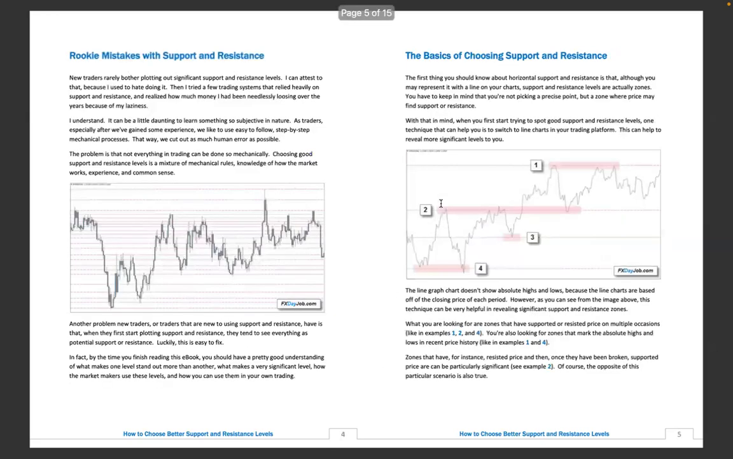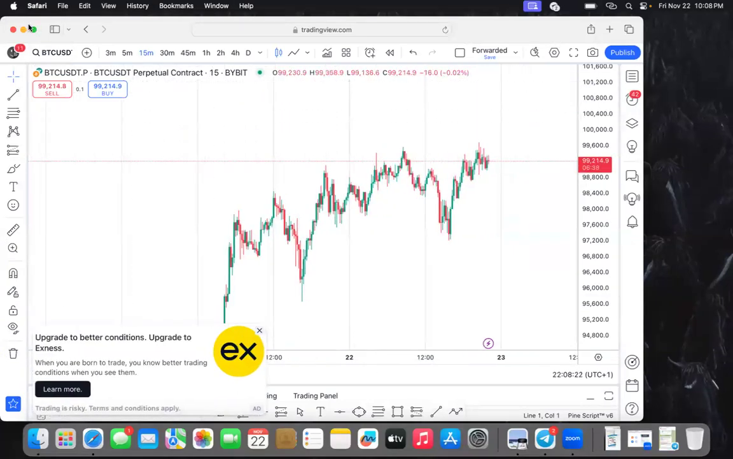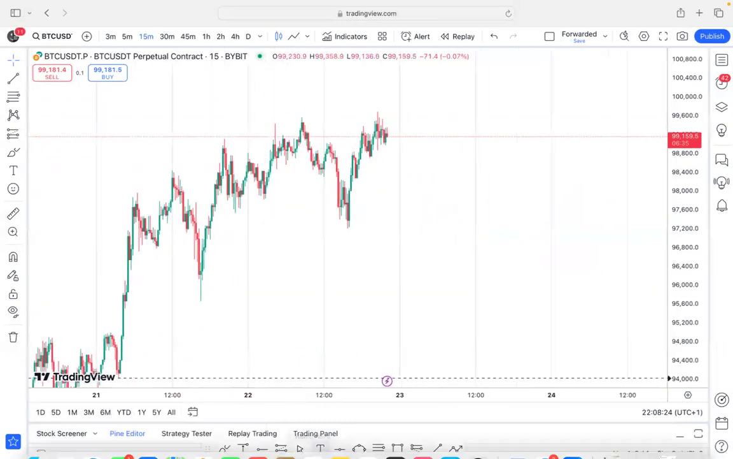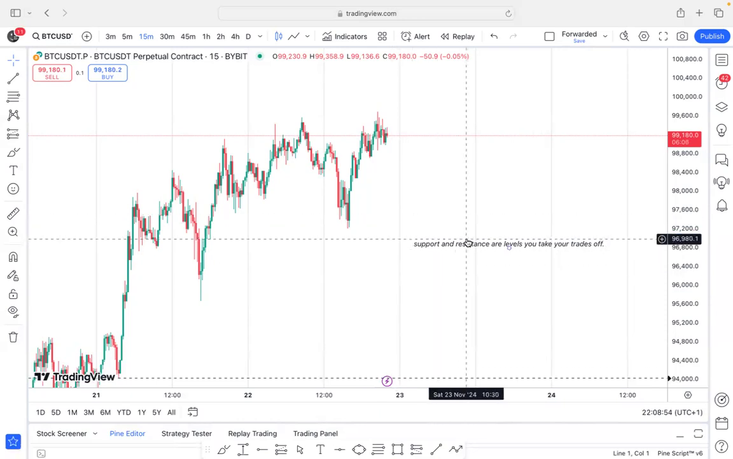Now, what are support and resistance? Let me open my TradingView. Support and resistance are levels. Levels you take your trades off. So what do I mean by levels you take your trades off?